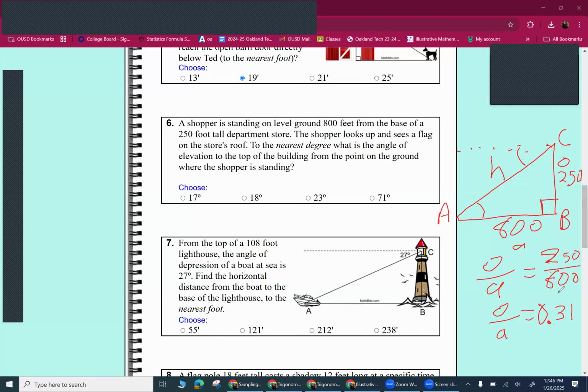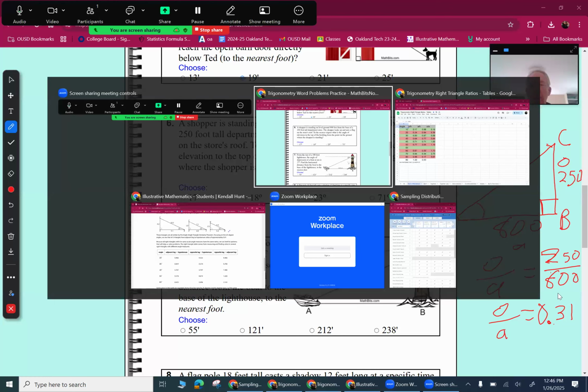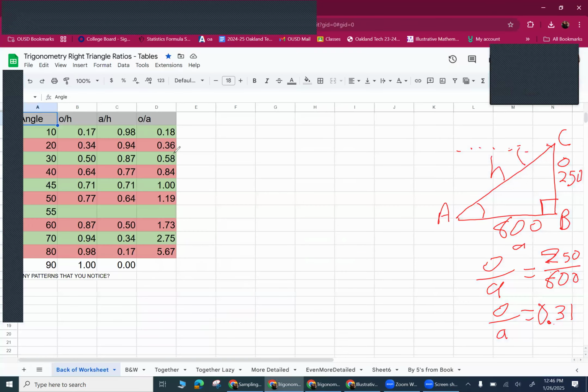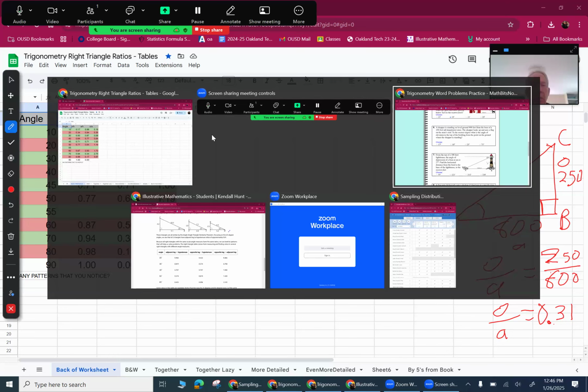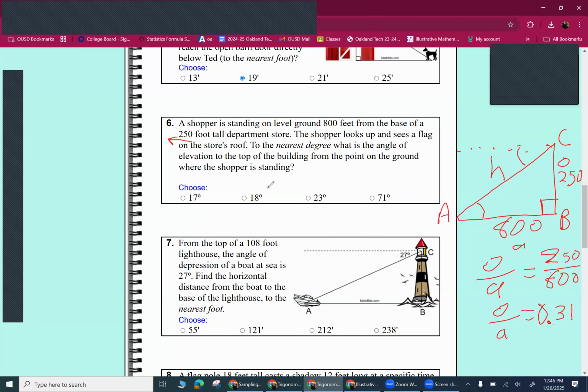So we're going to go back to our table and see if we can't find 0.31. So we're looking in the opposite over adjacent column. So opposite over adjacent, 0.31. Looks like it's somewhere between 10 and 20 would be right in there. Probably closer to 20, I would guess, but I don't know for sure. So let's see what our choices are back here. Our choices back here are, ooh, now, those are both good choices. And so there's no way for me to know for sure without a better table.